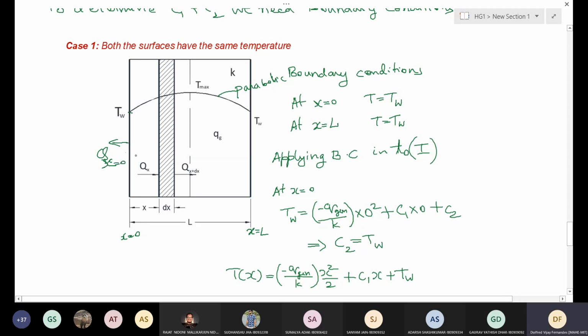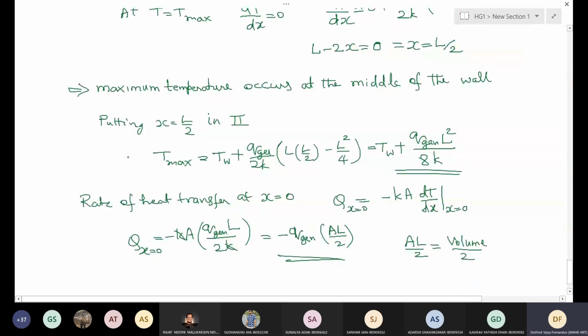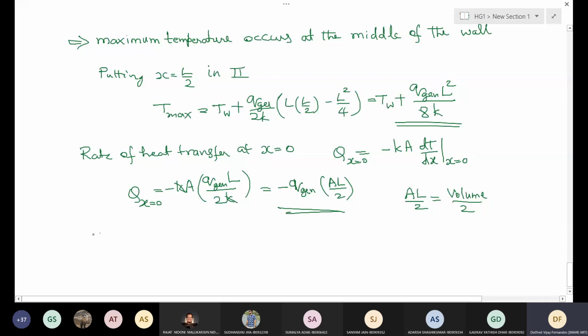So at x equal to 0, the value will be minus Q generation into AL by 2. And it exactly tells you that whatever heat is generated in the half region of the wall is going in this direction. The rest, on the right side half of the wall, will go in the other direction. So you can check what is the value of the rate of heat flow at x equal to L.